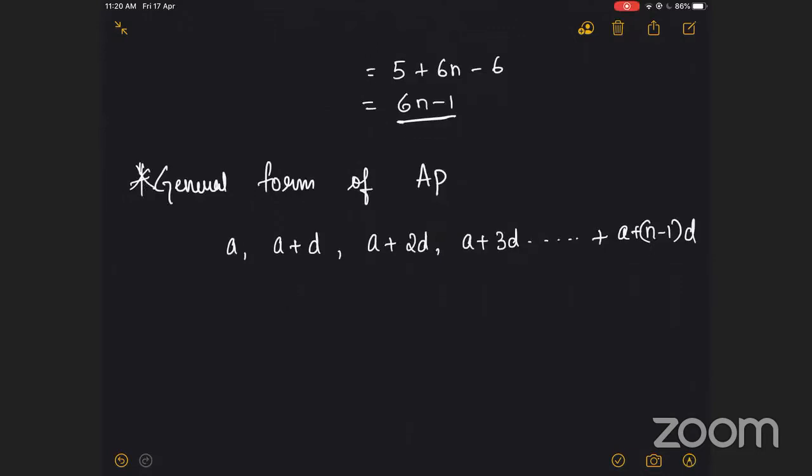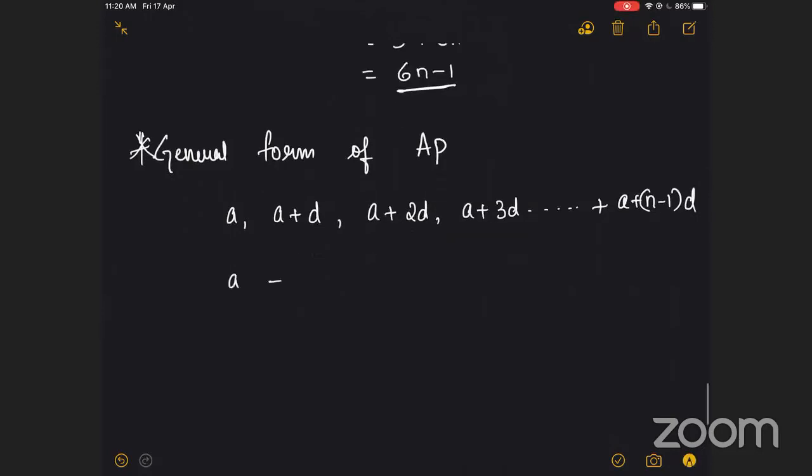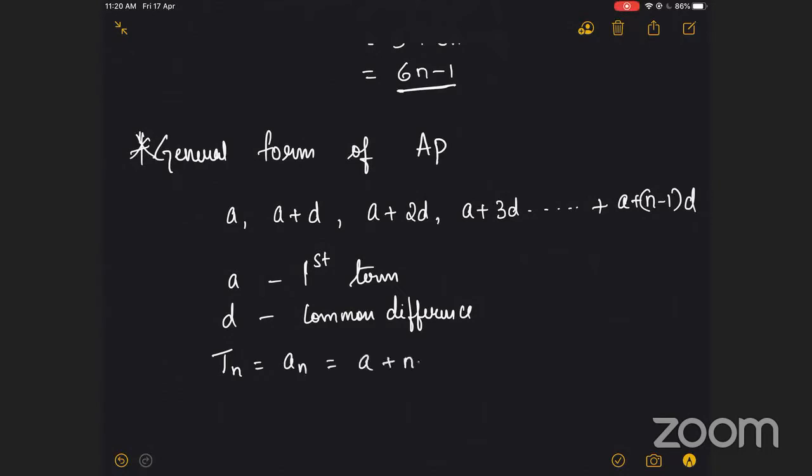So I hope the general form of an AP and the nth term are clear. A is called the first term and D is called the common difference. The nth term, denoted by Tn or An, is nothing but A plus (n minus 1) times D. If you are familiar with all these terminologies, whatever the question is, we just need to incorporate these values and find these terms.